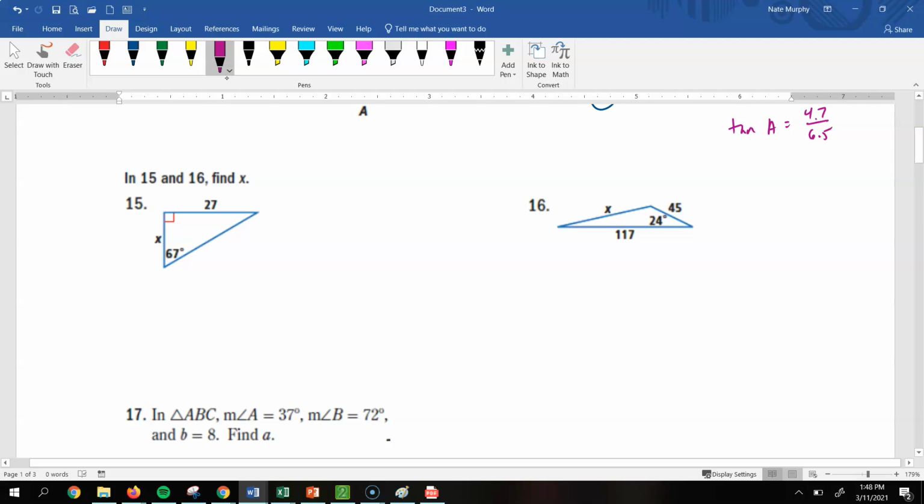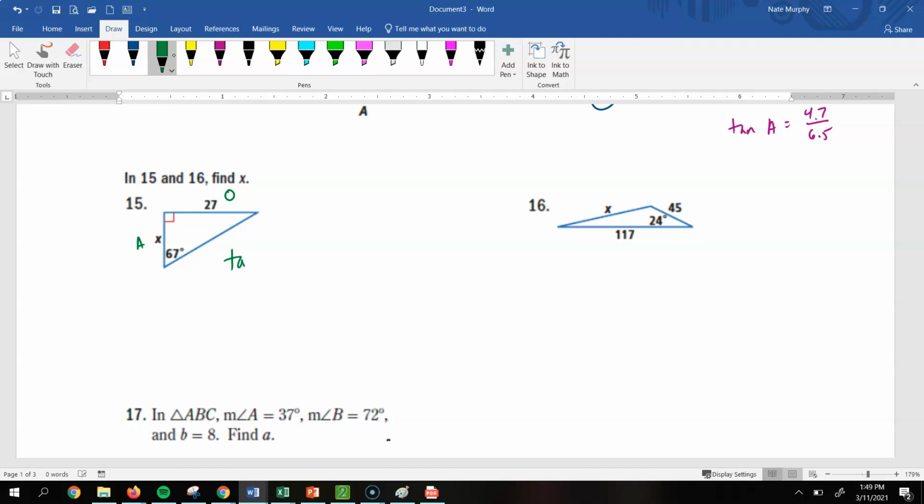All right, let's look at number 15. For number 15, we want to find out what x is. Now, the first thing I recognize, this is a right triangle, so we don't have to worry about using law of sines or law of cosines for this. We could just use SOHCAHTOA. And the fact that I know the 67-degree angle, and this is opposite of that angle, and this is adjacent to that angle, tells me I'm going to use a tangent.